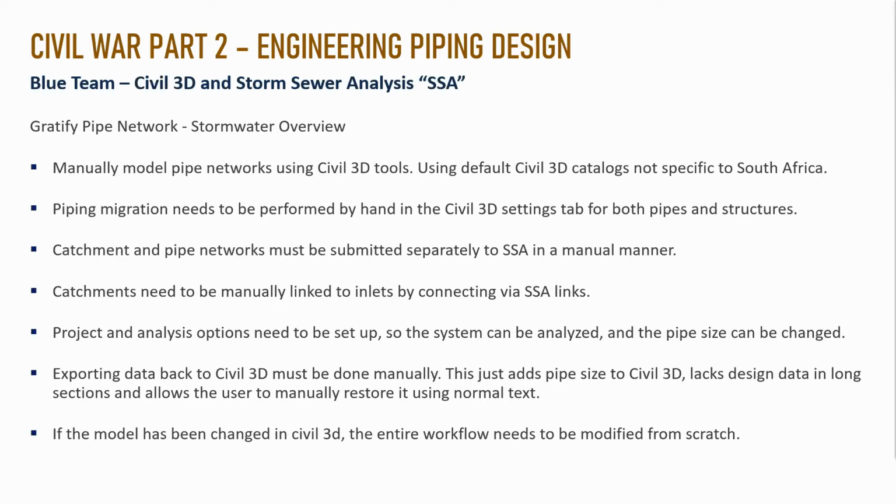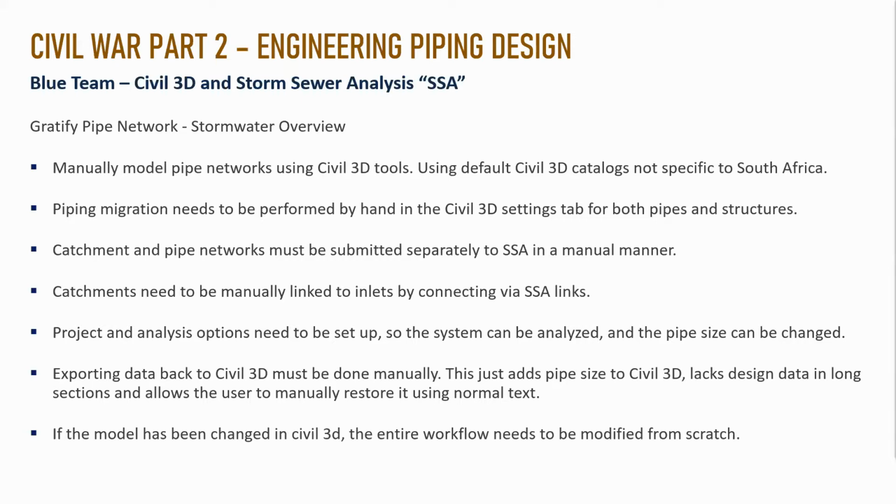The next step is that the catchments and the pipe networks must be submitted separately into SSA in a manual manner. You send the pipe networks as an STM file, and the catchment comes in as a LAN XML. So you need to export both of those elements to SSA. There's not a one-click option, you need to export them separately.